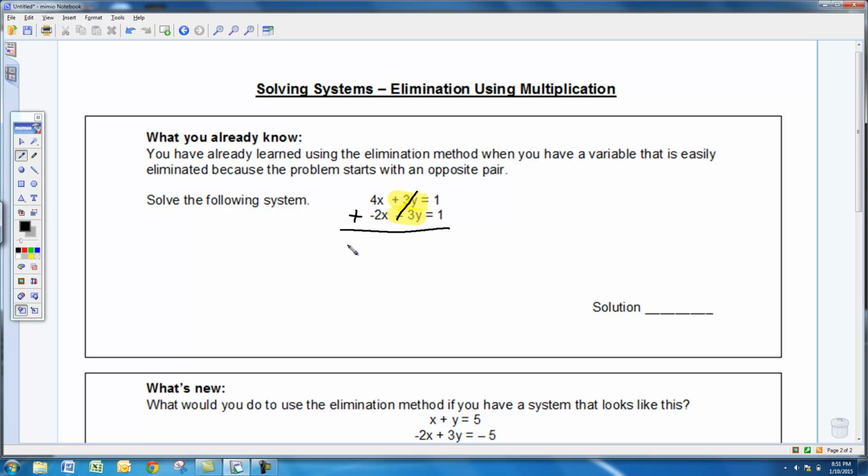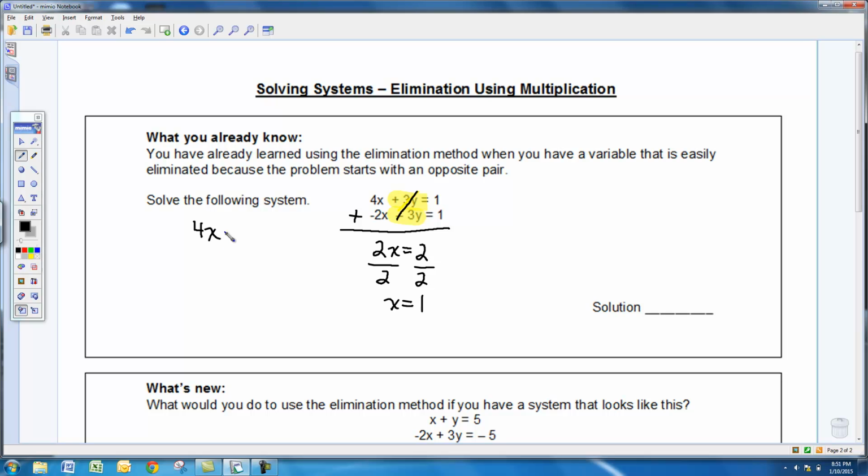So the y's will drop out of the problem, and we will add 4x plus negative 2x, and that will give us 2x, and 1 plus 1 equals 2. The y's have dropped out of the problem and left us with one equation with one variable. We will now solve for this variable by dividing both sides by 2. So that means x equals 1.